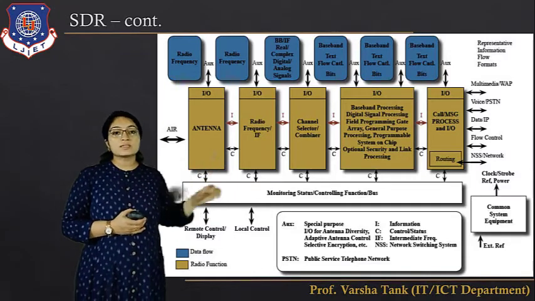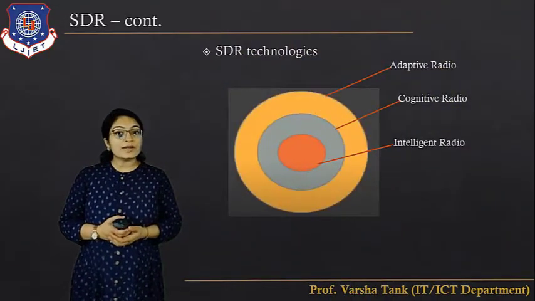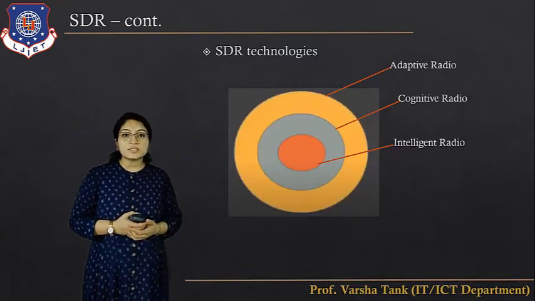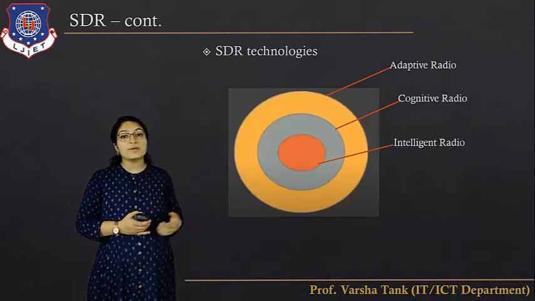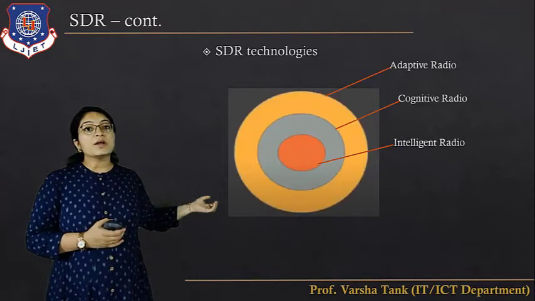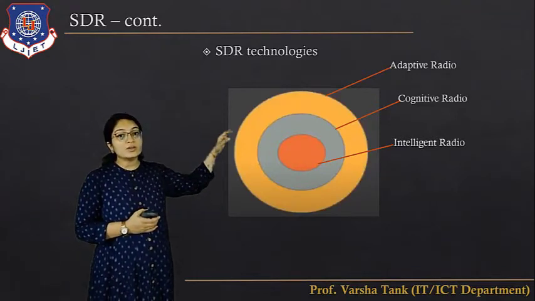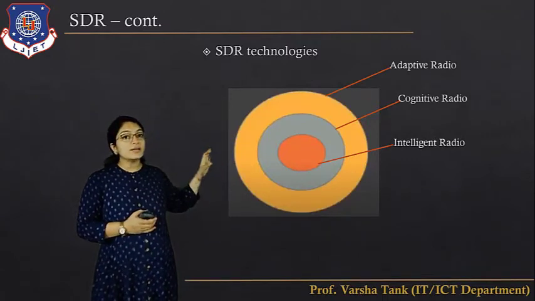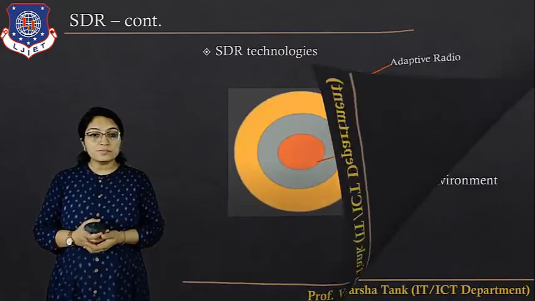So this figure defines the software defined radio. Now, which are the different SDR technologies? Three different technologies are there: intelligent radio, cognitive radio, and adaptive radio. This figure we can consider as a Venn diagram. Why? Because intelligent radio is the inner part. Adaptive radio is the combination of the cognitive radio and the intelligent radio. In cognitive radio, intelligent radio is there. So like this, we can consider this figure as a Venn diagram.